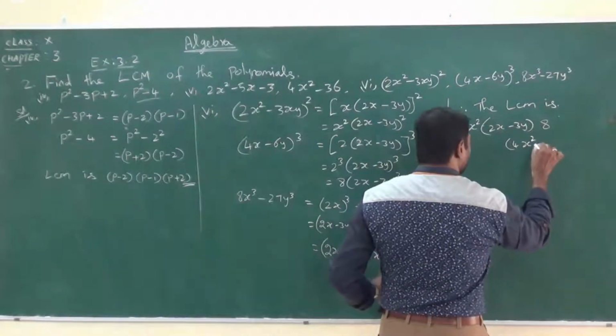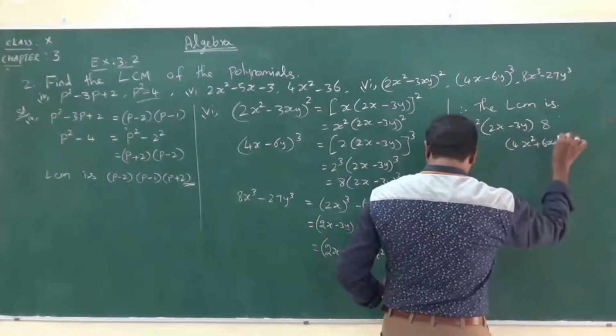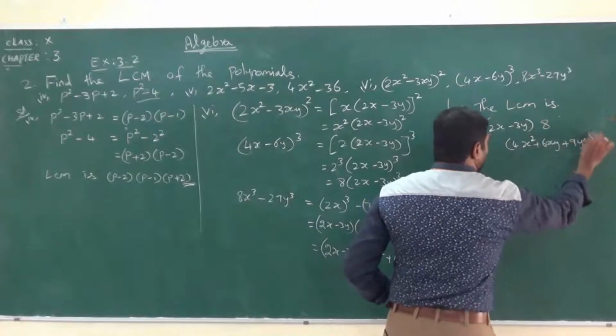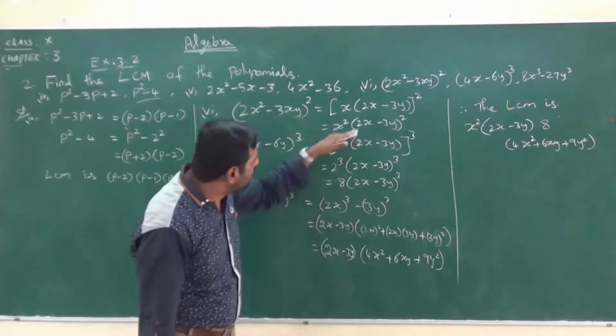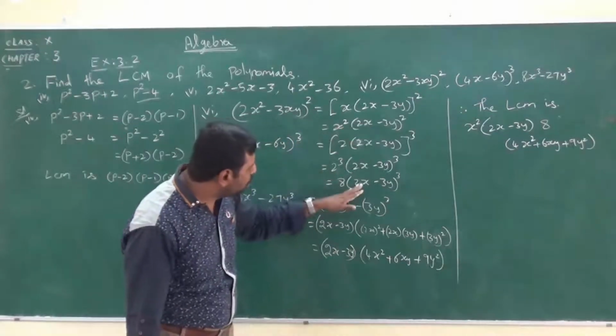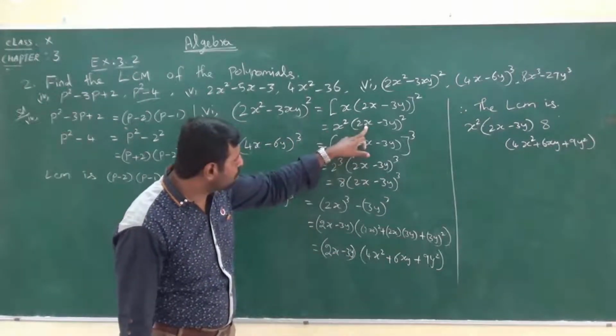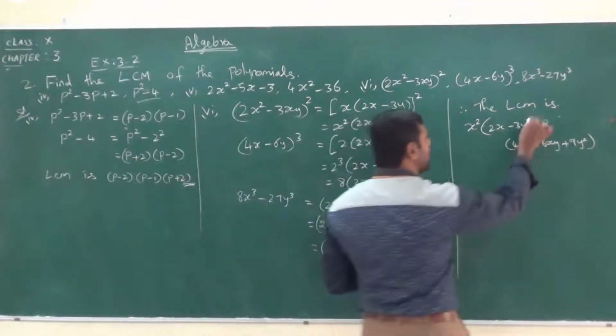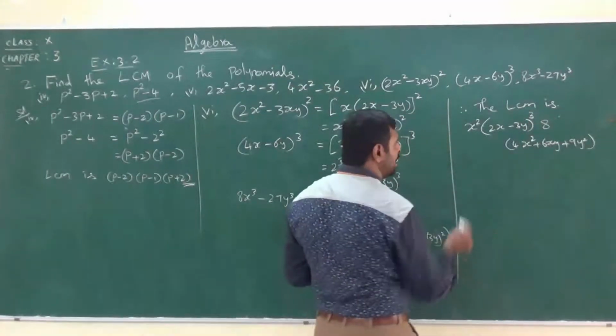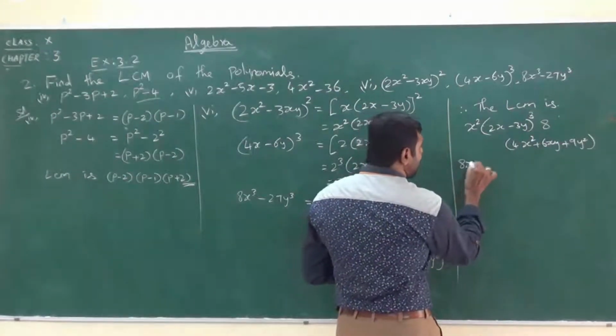x square plus 6xy plus 9y square. So we have to arrange the terms. Before we arrange that, see the highest power of 2x minus 3y. Here we have square, here we have cube, here we have only one term. So we take the highest power of the term as the LCM. So then the LCM is equal to 8x square.